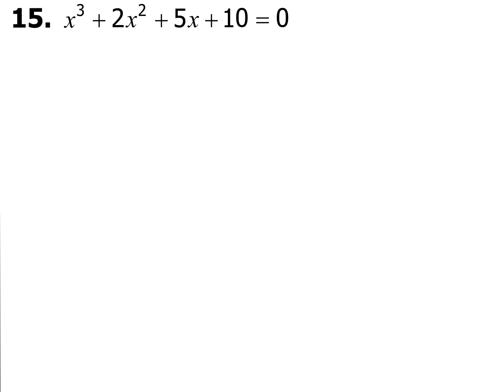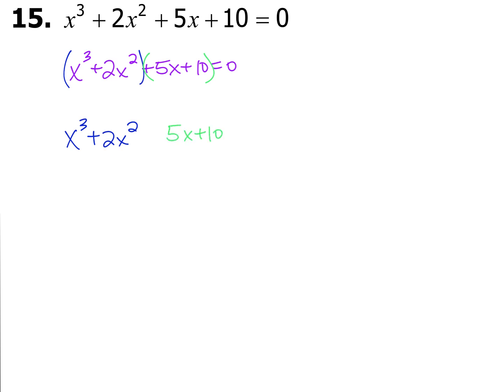Number 15 is a polynomial that reads x cubed plus 2x squared plus 5x plus 10 equals 0. This polynomial has 4 terms, so I know that I must use grouping. So just to bring it down, I'm going to use my colors so that you can see the different groups that I have. Rewriting the polynomial, I'm going to break it up into 2 groups, a blue group and a green group. In my blue group, I have x cubed plus 2x squared. In my green group, I have 5x plus 10.